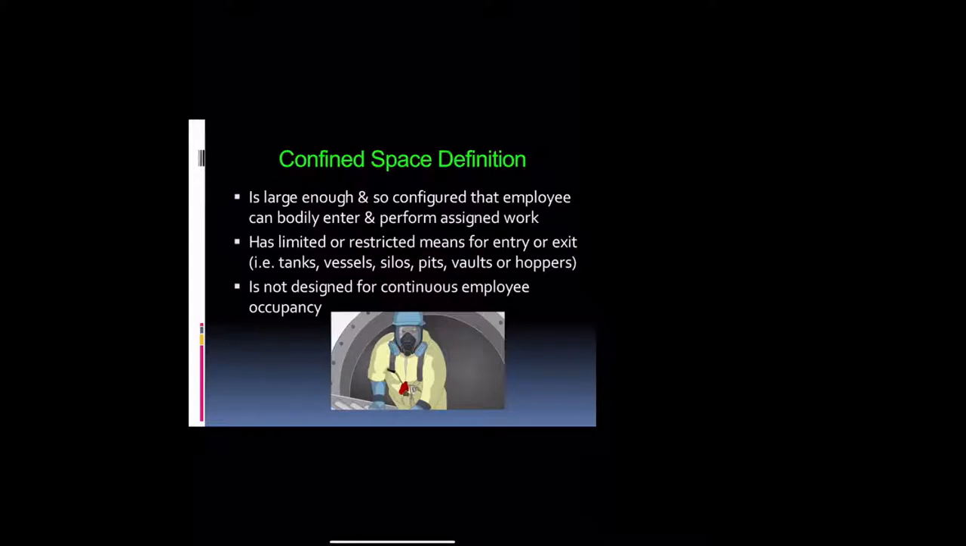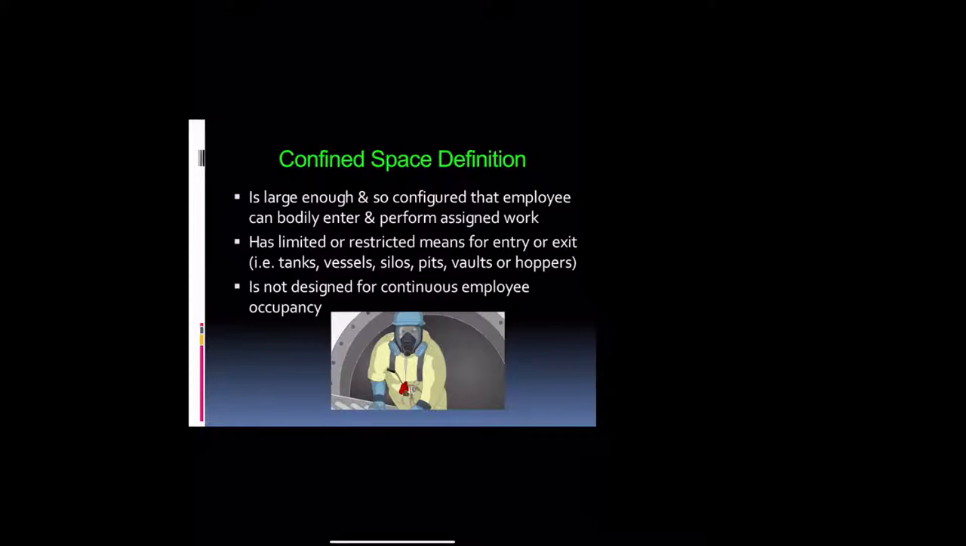Now, it doesn't say it has one door. It doesn't say it has one opening. And that's where a lot of people get confused. It says has limited or restricted means for entry or exit. You can have two doors, but if an active shooter showed up at one of them, everybody's forced to exit out the other door. That's still considered limited.